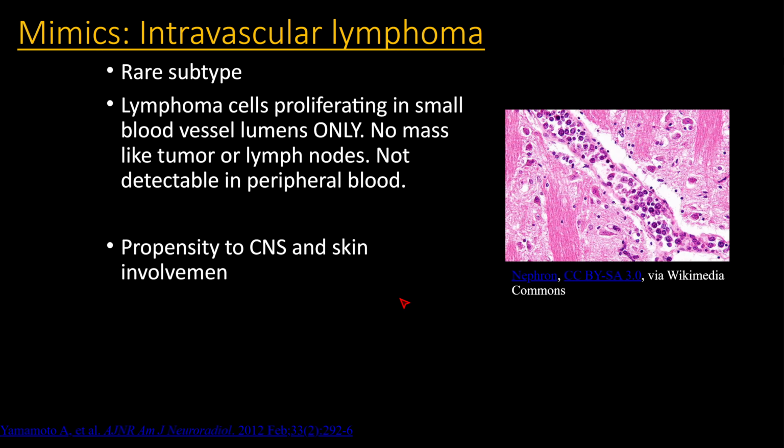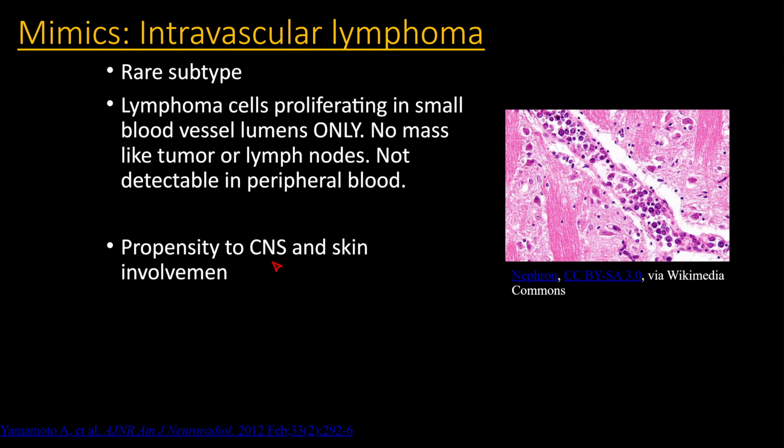Now, speaking of lymphoma, there is a very rare subtype of lymphoma called intravascular lymphoma that's also a big mimic of white matter disorders. So it's a very rare subtype, and what characterizes this pathologically is that these lymphoma cells are proliferating only within small blood vessel lumens. There'll be no mass-like tumors, there'll be no lymph nodes that are enlarged or involved by lymphoma cells, and they won't be detected in the peripheral blood either, because these cells are only in those distal small blood vessels, not in the bigger veins that you use in your phlebotomy and things like that.